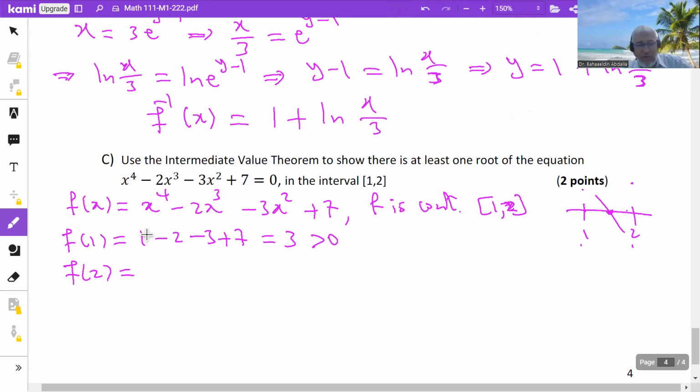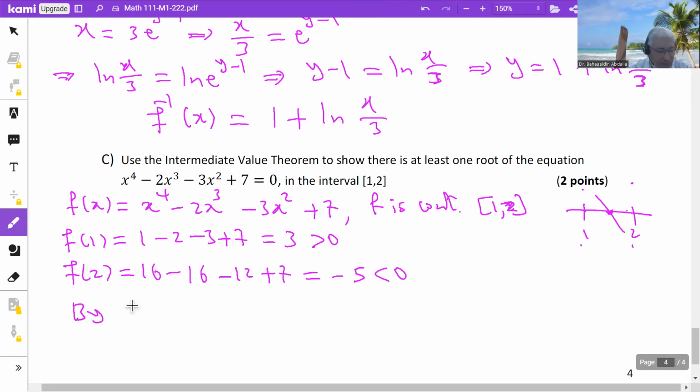Well, f of 2 would be 2 to the power 4, and that's 16, minus 2 times 2 to the power 3, which is 8. So minus 16, 2 times 8 is 16, minus 3 times 4, that's negative 12, plus 7. So 16 minus 16 is 0, negative 12 plus 7 is negative 5, and this is less than 0. So one of them is positive and the other one is negative.